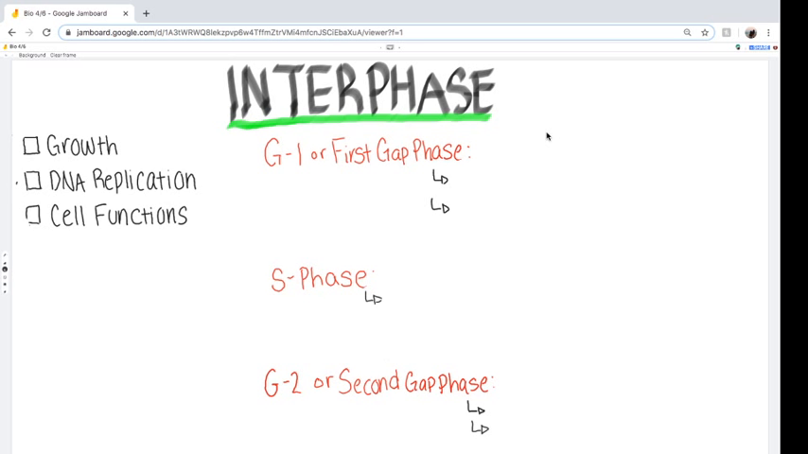The first stage of interphase is called G1 phase. Here, the newly formed cells increase in size and copy organelles like mitochondria. It is important to note that G1 phase does not replicate DNA. That's in another phase. So in G1 phase, the cell increases in size and also copies organelles.